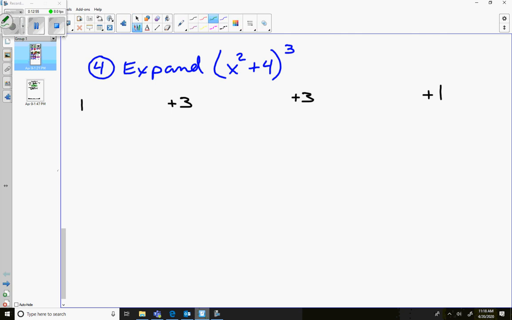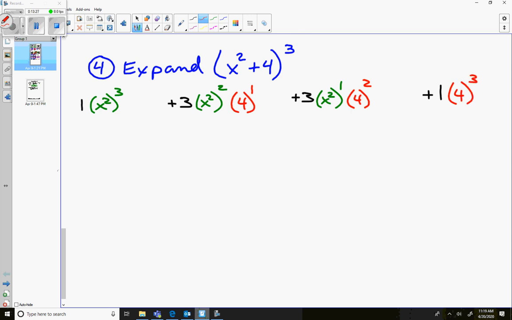Our first term in this case is an x squared. So the x squared gets cubed, then x squared squared, x squared to the 1st, and then x squared to the 0, which I'm not going to write. Second term is a 4. I start with 4 to the 0, which I don't write, then 4 to the 1st, 4 to the 2nd, 4 to the 3rd.